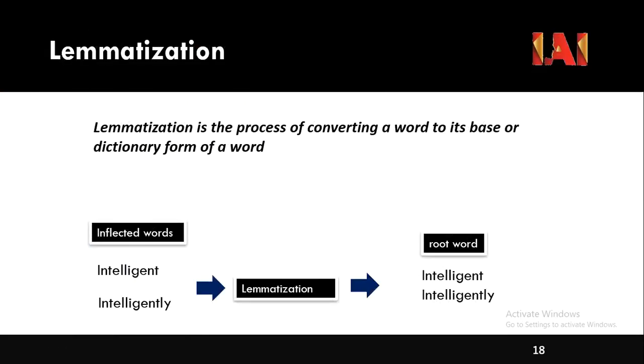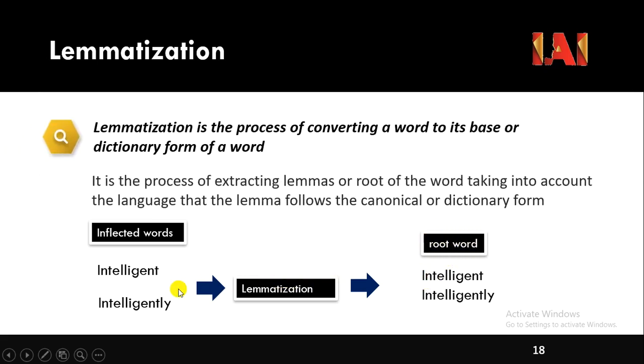In contrast to stemming, lemmatization looks beyond word reduction, and also it returns the dictionary form of the word. Look here, in the case of lemmatization, when you apply it on these inflected words, it converted these into the root word. Instead of saying root word, we say lemma. It converted the inflected words into lemma, like, intelligently.